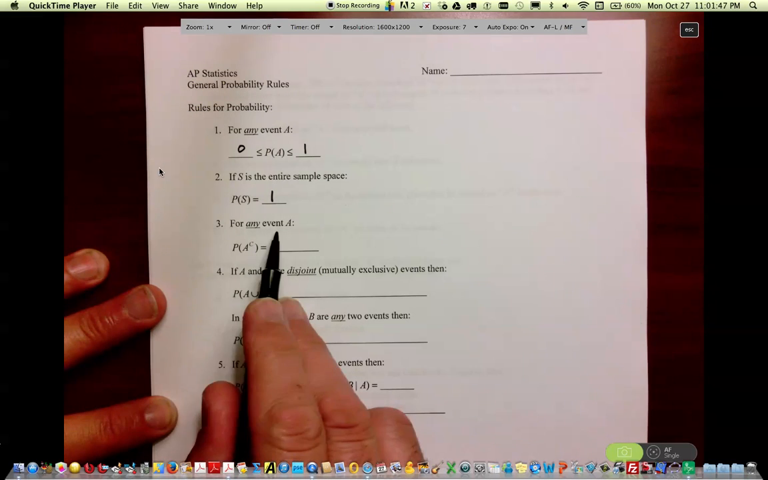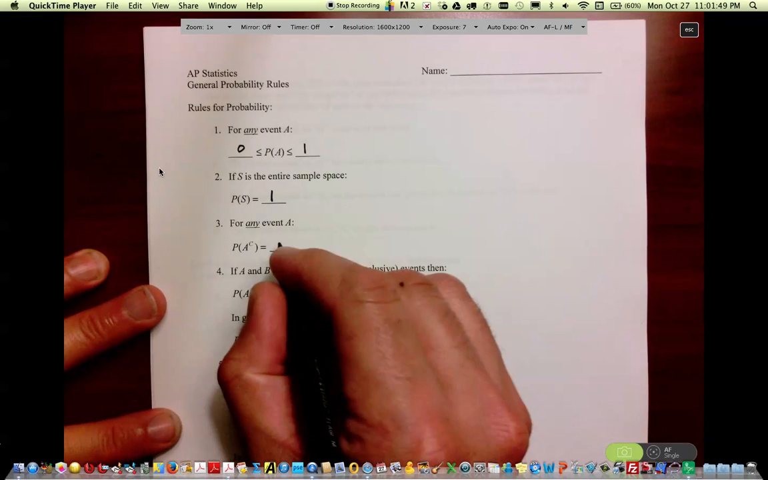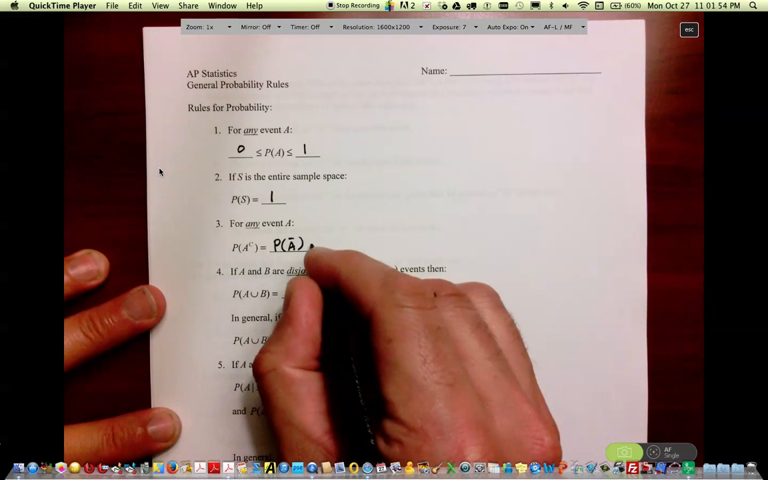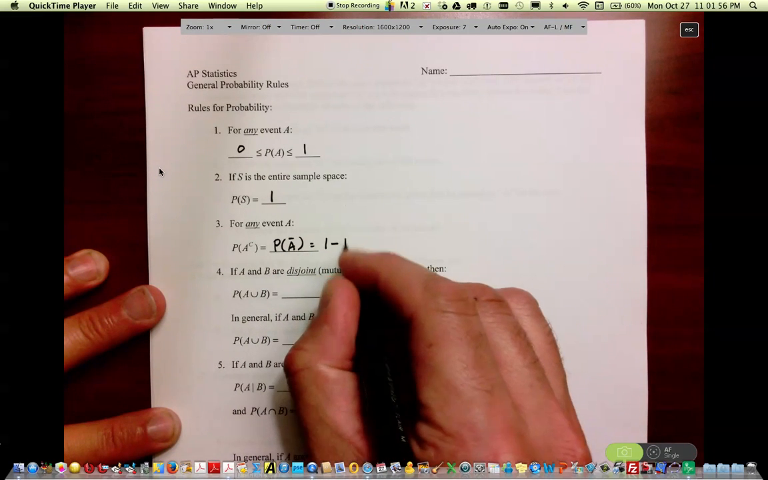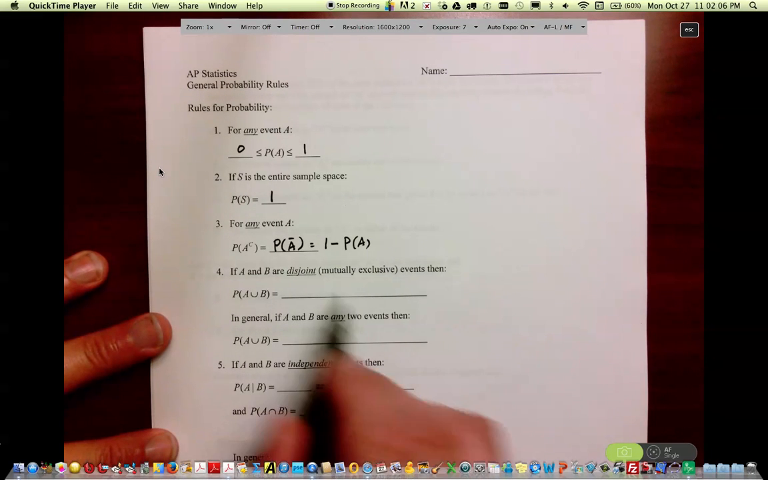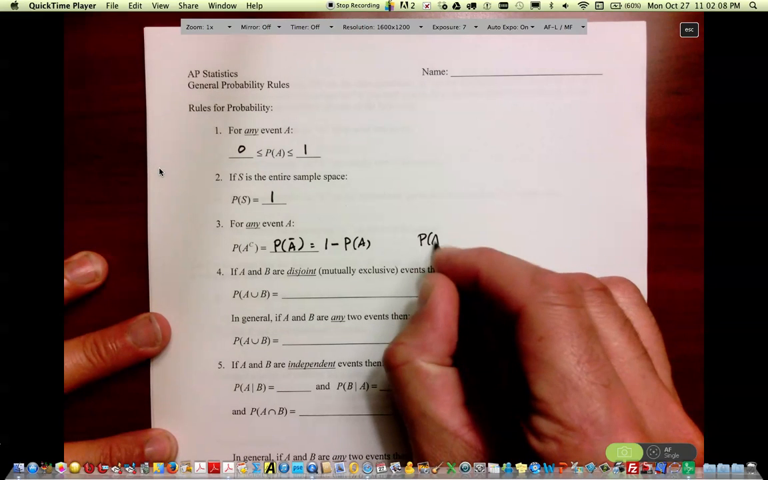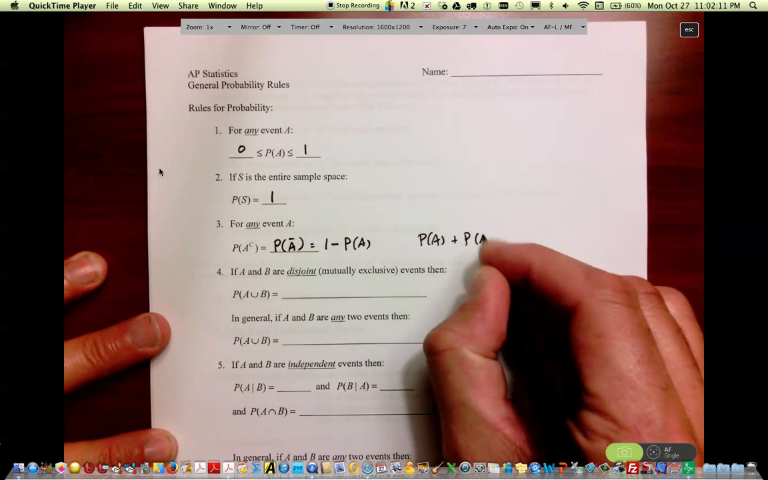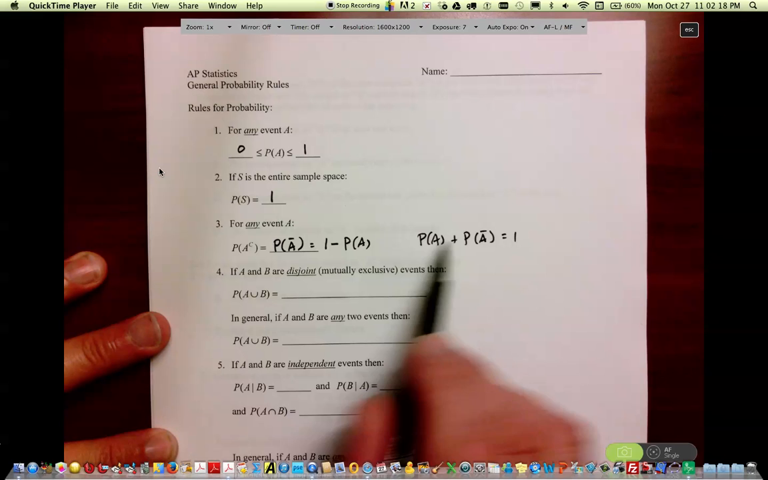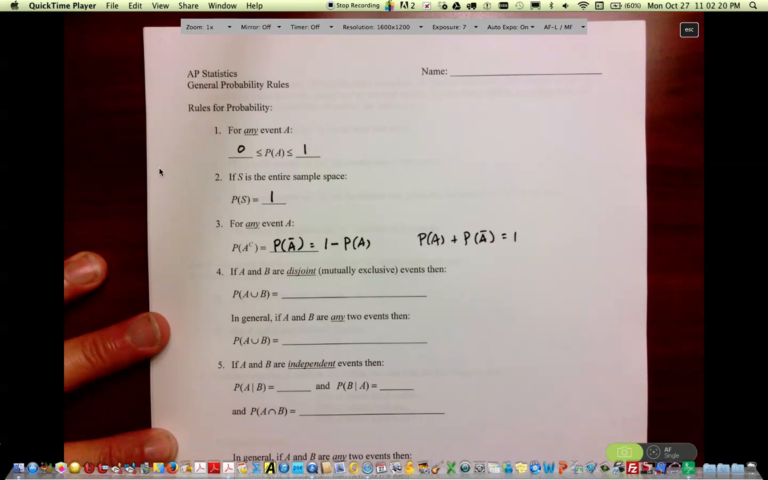For any event A, this is the complement rule. Now, your book uses the other notation, which is probability of A bar, and this is just 1 minus the probability that A does occur. Right, so the probability that A does not occur is going to be 1 minus the probability that it does occur. And if you think about it, this is the probability of A plus the probability of A bar. These have to be 100%. Either A is going to occur or it doesn't. And if you just rearrange this using some algebra, you can come up with this equation over here.